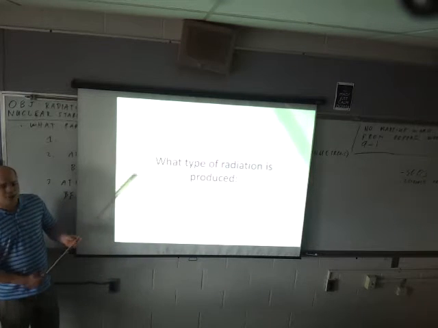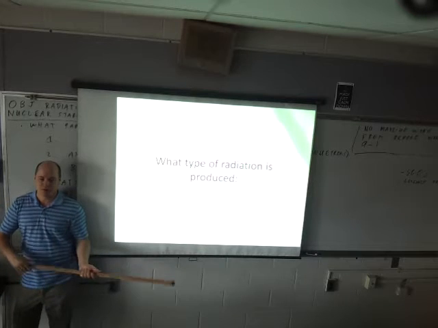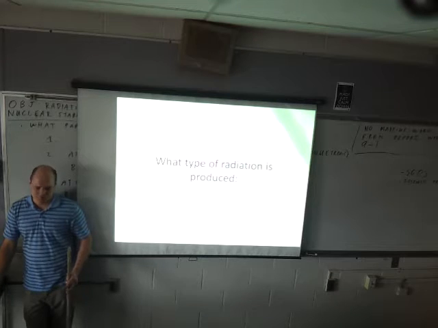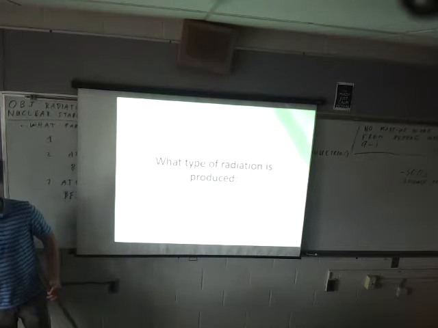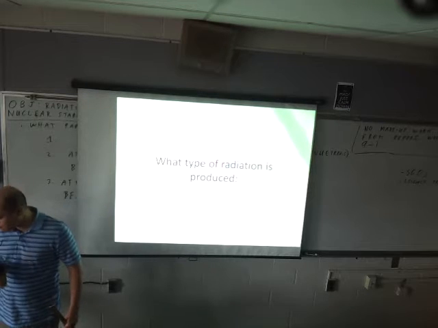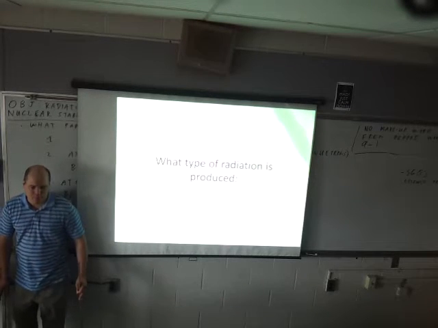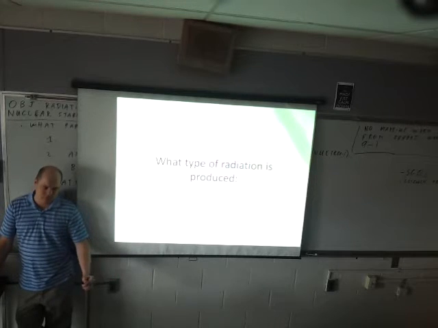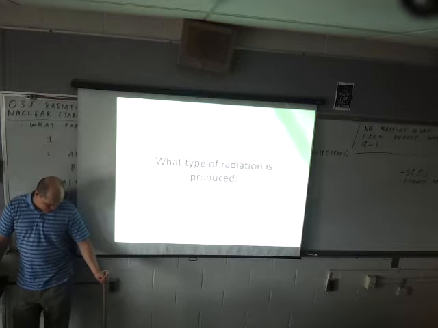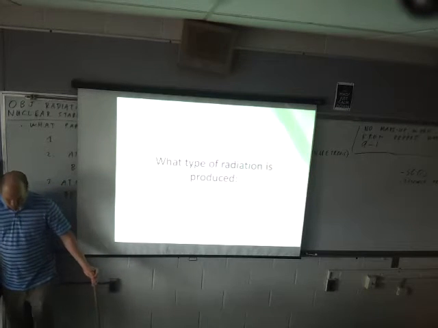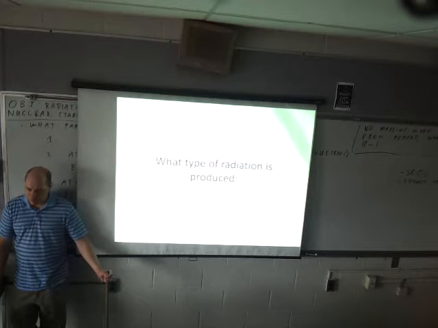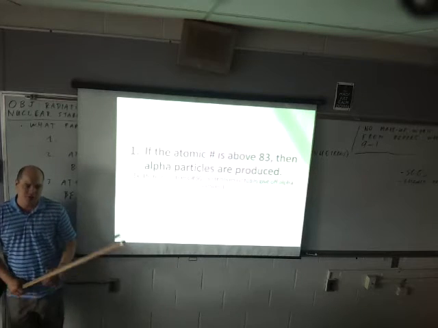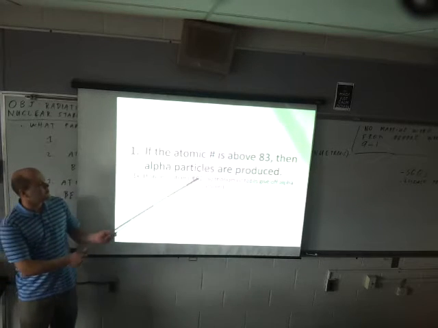So what type of radiation is produced if something isn't following these rules? If it's outside of the stability band, if there's too many protons, too many neutrons, what type of radiation is produced? There's just 3 rules for this. This part will be short. Okay, so first, if the atomic number is over 83, remember that's one of the big things that makes it unstable, if it's over 83, then alpha particles are produced.